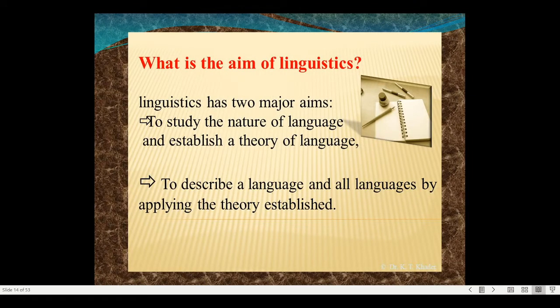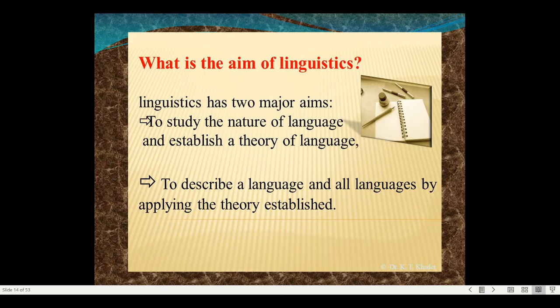Now, what is the aim of linguistics? Linguistics has two major aims. One is to study the nature of language and establish a theory of language, just like any other branch of knowledge. Language has to have a scientific, systematic underlying theory or rule which studies, describes, and analyzes its nature and its elements. Elements in the sense of sounds, words, sentences, and so on. So linguistics has to describe all languages by applying this theory which has been established.